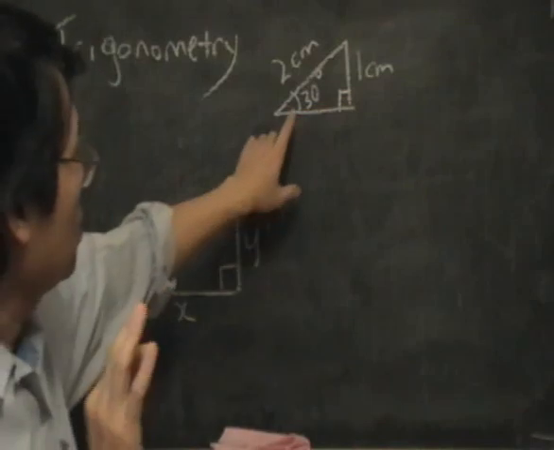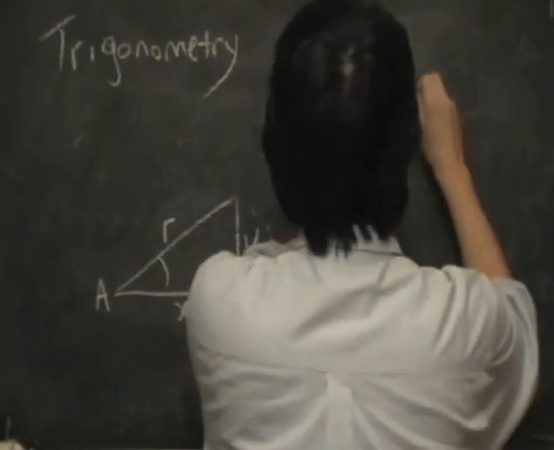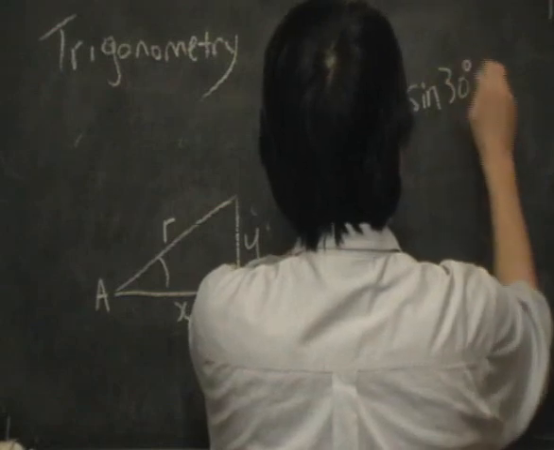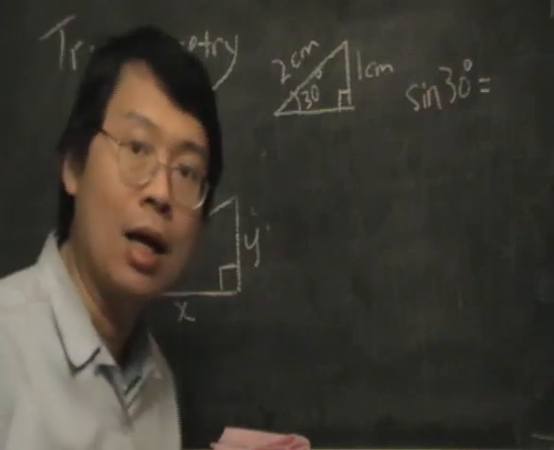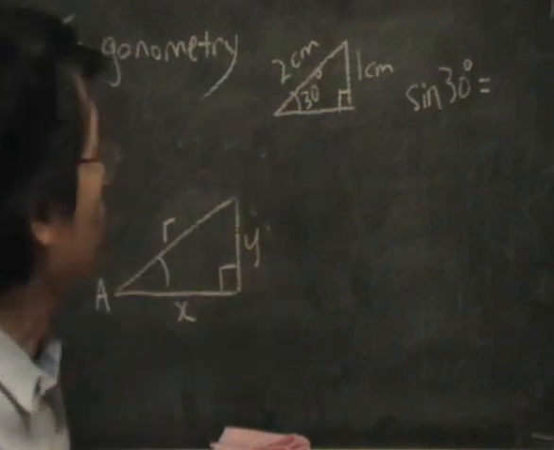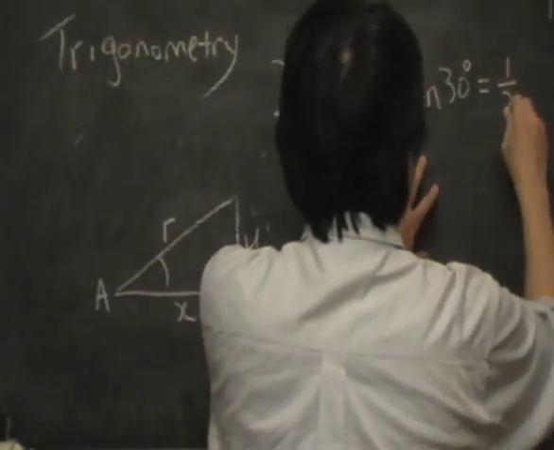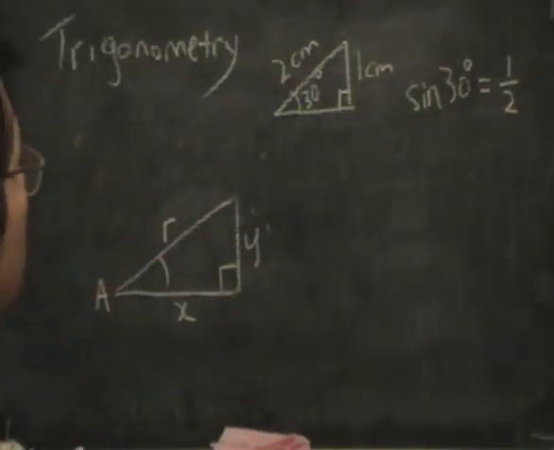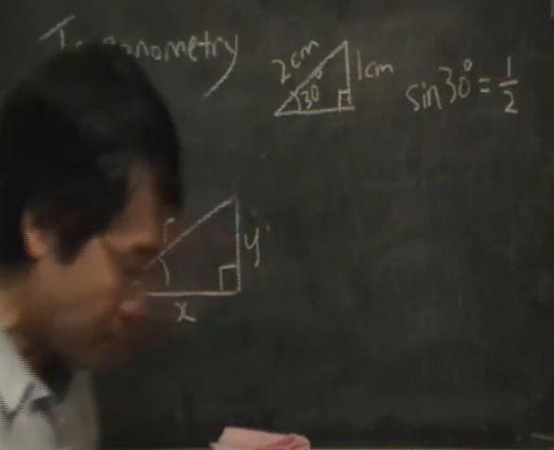So if I want to think about the sine of that angle, that would be sine 30 degrees. That's how I would write it. And that should be equal to the opposite over the hypotenuse. That is 1 over 2. So that's sine of 30 degrees. Right. So sine of 30 degrees is equal to half.